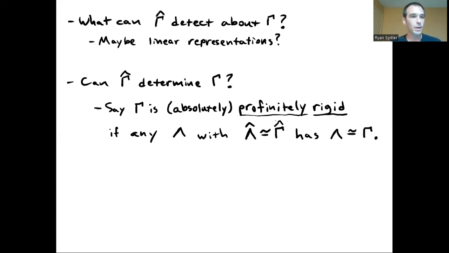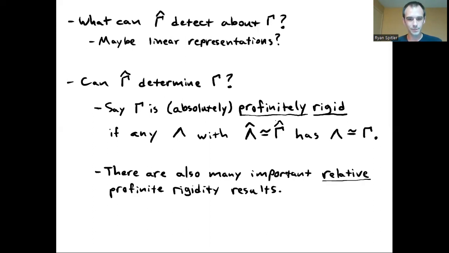Even the question of whether a non-abelian free group is profinitely rigid is probably the biggest open question in this research field. So we can't even answer it for the free group, which might hint that it's a little tricky at times. So this is an absolute profinite rigidity question, saying if I have some completely random group lambda, which happens to be finitely generated and residually finite, if it has the same profinite completion, then it has to be isomorphic to gamma.